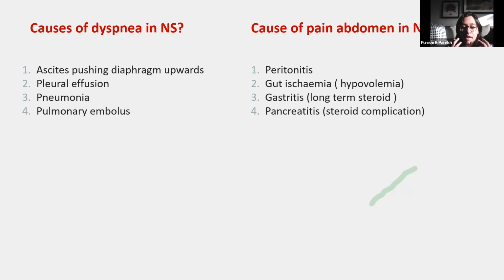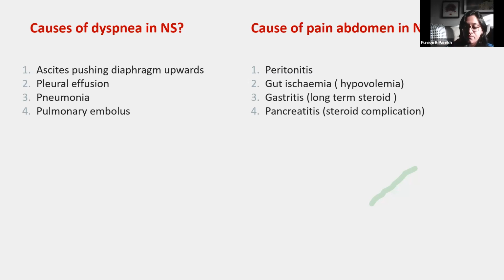Why am I pointing out these things? These things are more important from a clinical perspective. So when a kid with nephrotic syndrome is coming with dyspnea or pain abdomen, you need to have these differentials in mind and then do your history taking and examination in detail, so that you will be able to more confidently say that probably this is the cause of the dyspnea or the cause of pain abdomen in your patient. These are commonly encountered symptoms in a nephrotic, and that's the reason why you should know the causes for both of them.